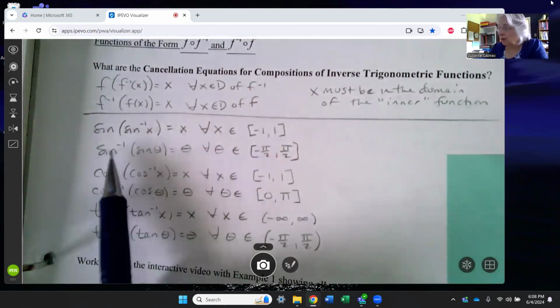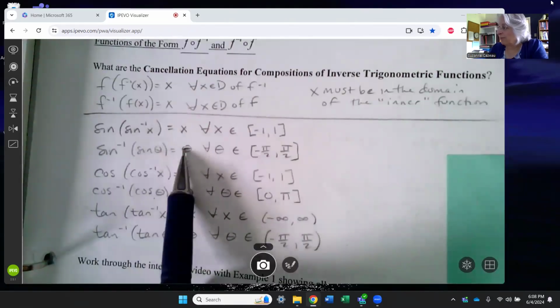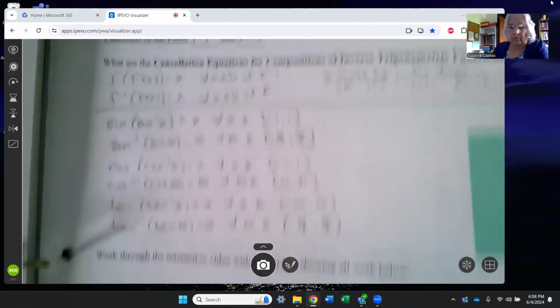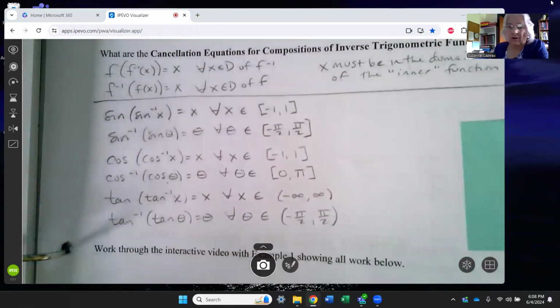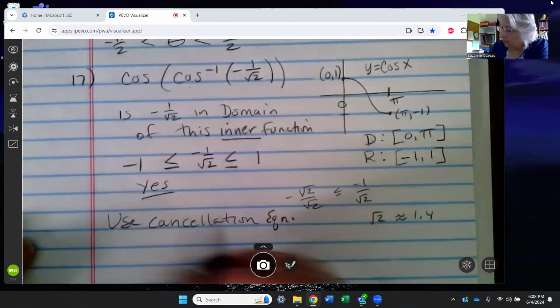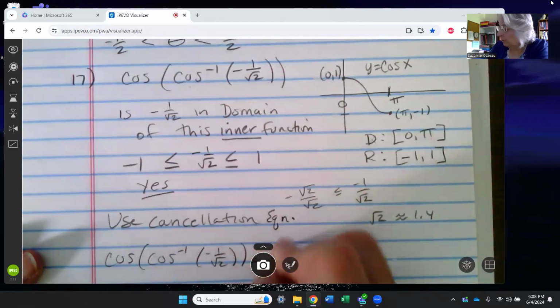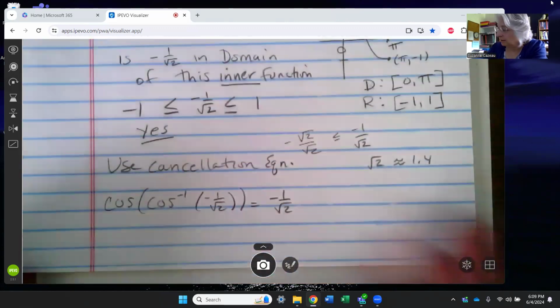And same here. These two are inverse functions of each other. If this is in the domain of this function, then you can just pop that right out. It's that same way through the whole thing, but you're always looking at the domain of the inner function. If it's in there and these are inverse functions, then you just bring that guy right out. So that means the inverse cosine of negative 1 over root 2 is negative 1 over root 2, because this is in the domain of that. That's what I've been trying to say.